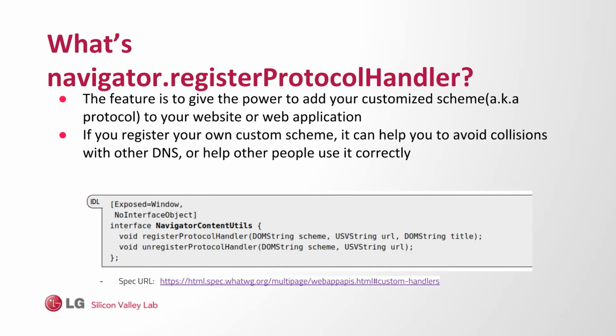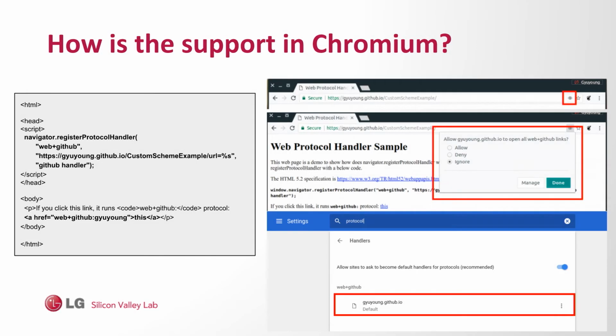Okay, first, let me introduce what registerProtocolHandler is. The purpose is to give you the power to add your customized scheme to your website or web application. If you register your own custom scheme, it can help you avoid collision with other DNS schemes or help other people to use it correctly. The API simply defines two functions. One is registerProtocolHandler, the other one is unregisterProtocolHandler.